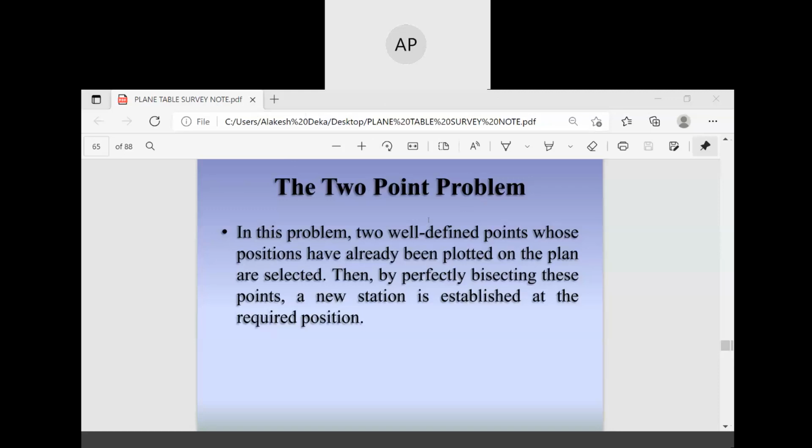So today we are going to discuss two-point problem and triple problem.